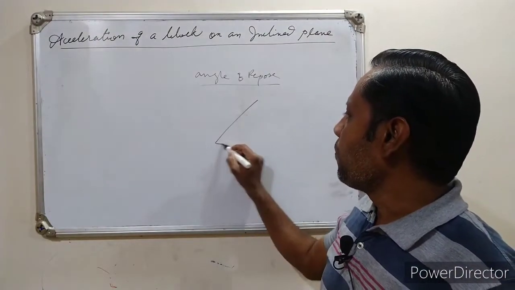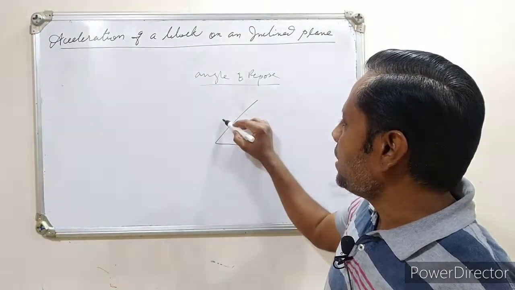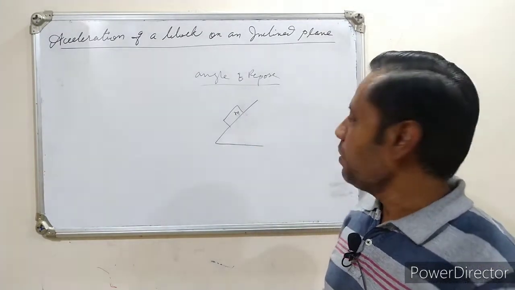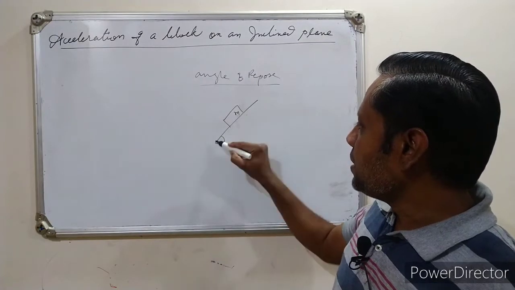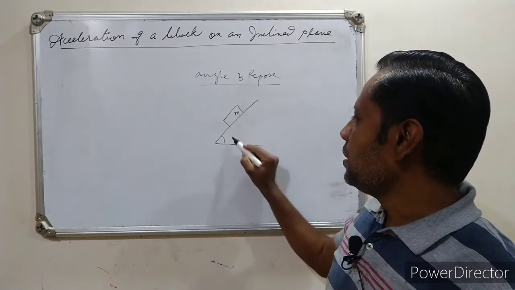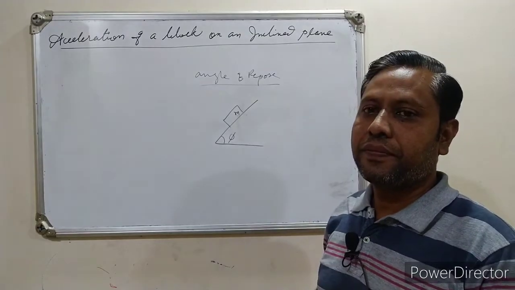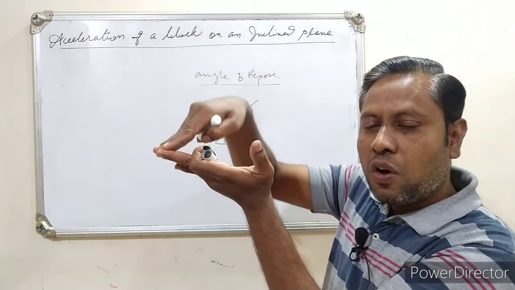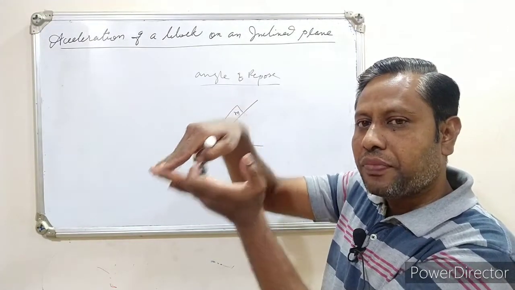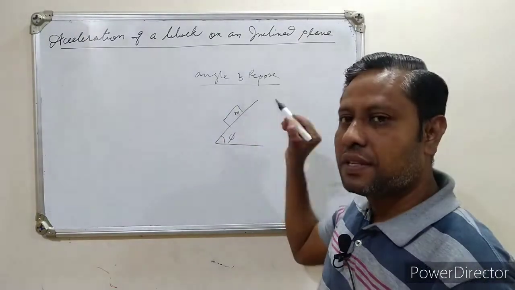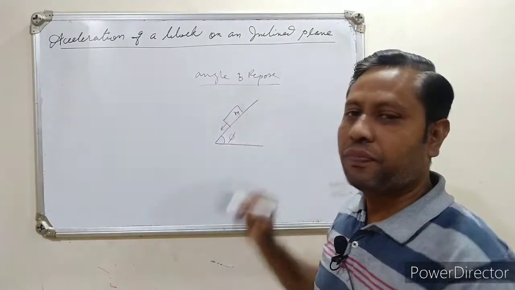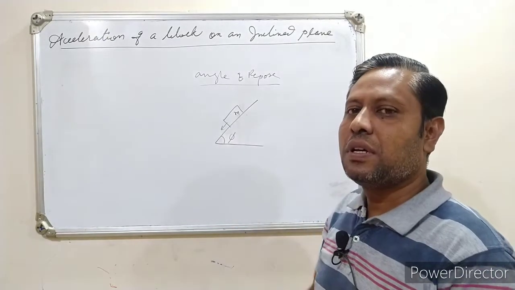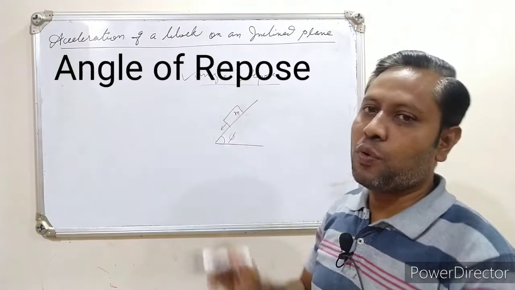Suppose you have such an inclined plane, and on this inclined plane you have placed a block of mass m, and say the angle of this inclined plane with the horizontal is phi. If I keep on changing the angle of the plane with the horizontal, one stage will occur when the block kept on this surface starts to slide down. That angle at which the block just slides down is called the angle of repose.